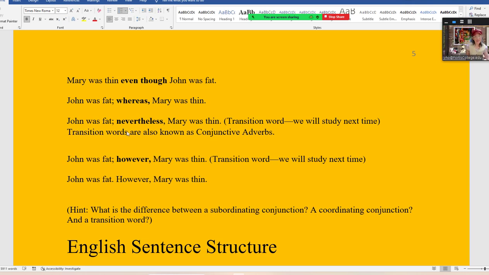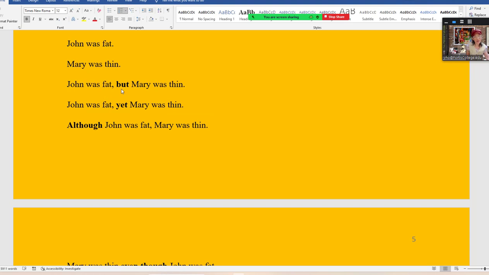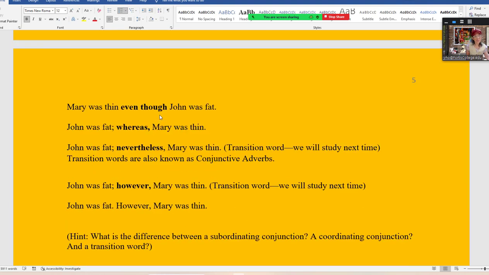John was fat, nevertheless Mary was thin. So this is a compound sentence. John was fat, however Mary was thin. This is also a compound sentence. John was fat, but Mary was thin. And John was fat, yet Mary was thin. What's the difference between using a coordinating conjunction like fanboys and using a conjunctive adverb transition word like nevertheless and however? What's the difference in meaning?